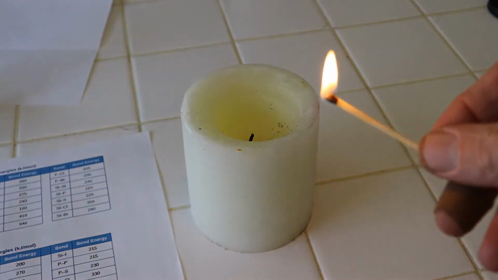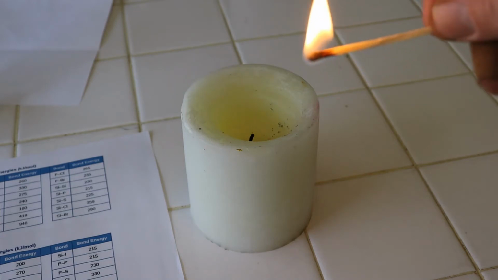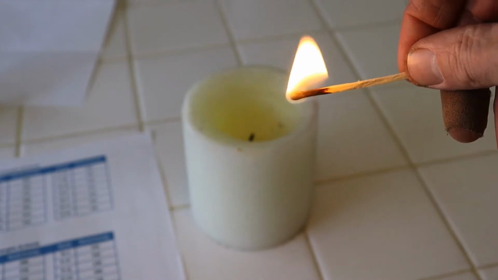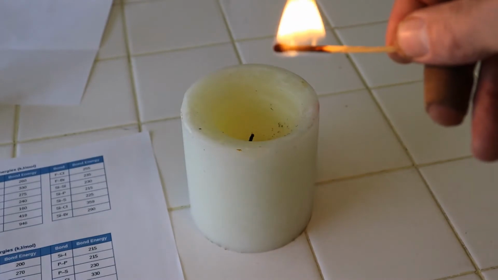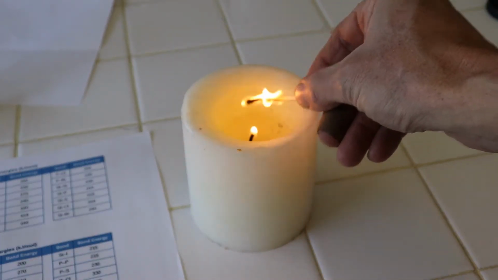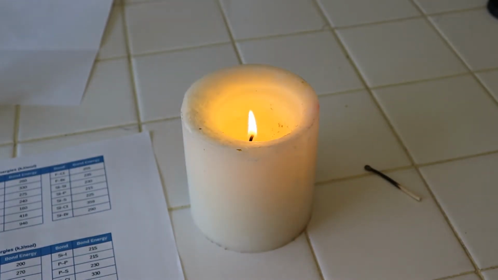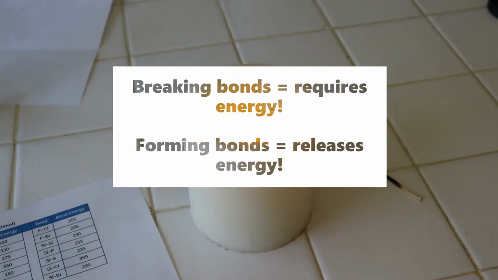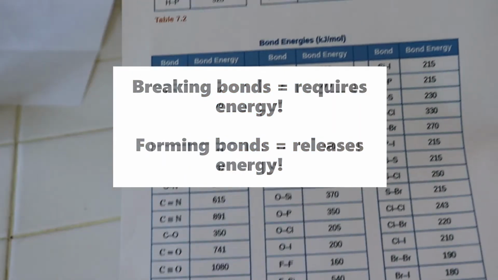For example, that reaction right there is due to the energy required to break the bonds of this phosphorus sulfur compound on the head of this match, and in return we produce phosphorus and sulfur oxides, and those have different energies to break those bonds and different energies when those bonds are created. Breaking bonds takes energy, forming bonds releases energy, and now we have a new tool.